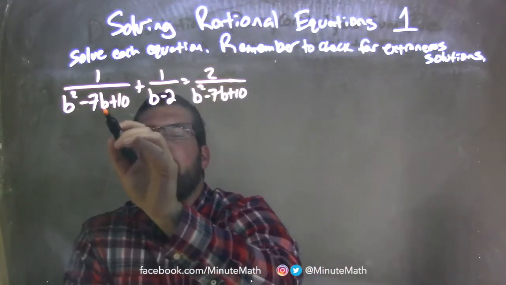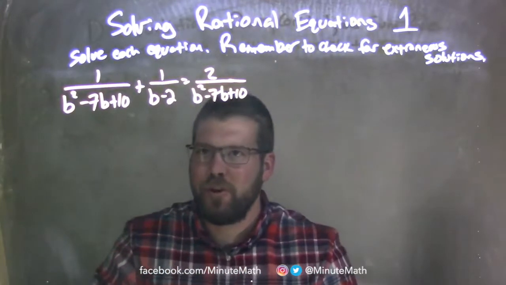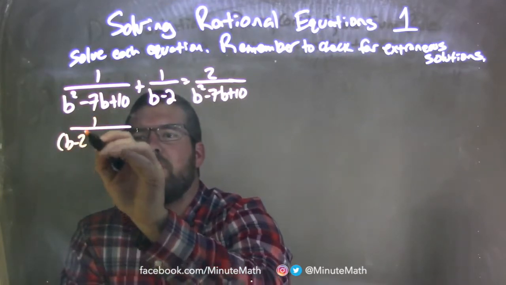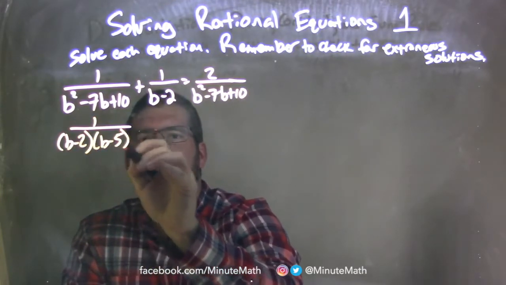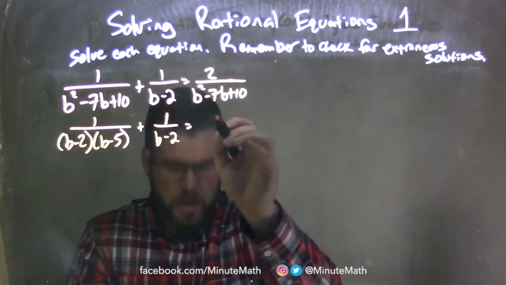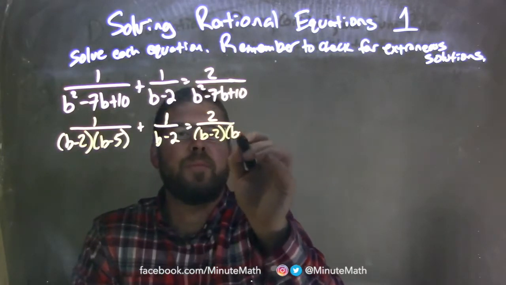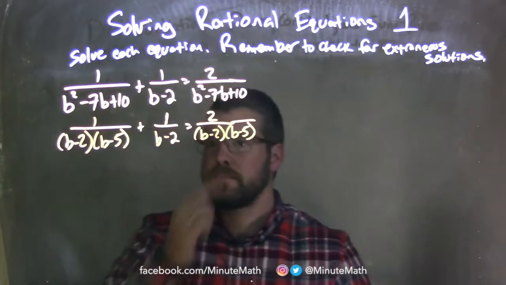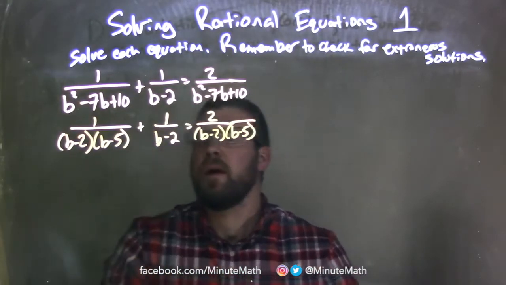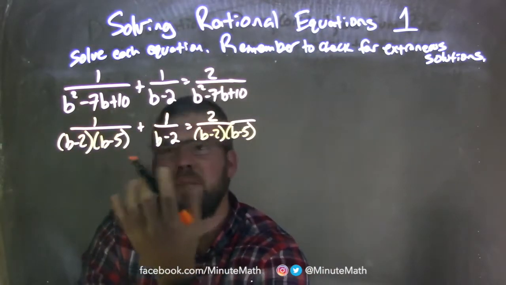So it actually can. Well, two numbers multiply to be 10, but add to be negative 7, and that's negative 5 and negative 2. So I can rewrite this to be factored: b minus 2 times b minus 5, plus 1 over b minus 2, equals 2 over, and this is the same one, b minus 2 times b minus 5. Okay? Well, now from here, I need to have the same base so I can combine these together, right?